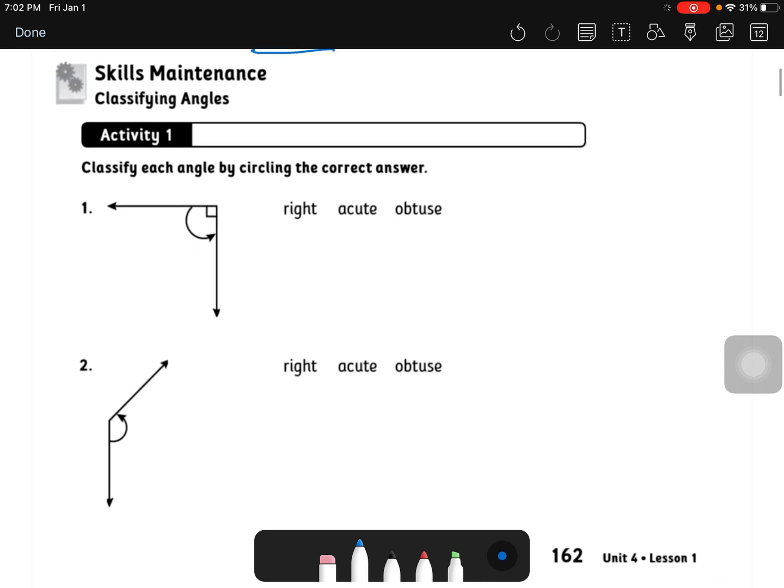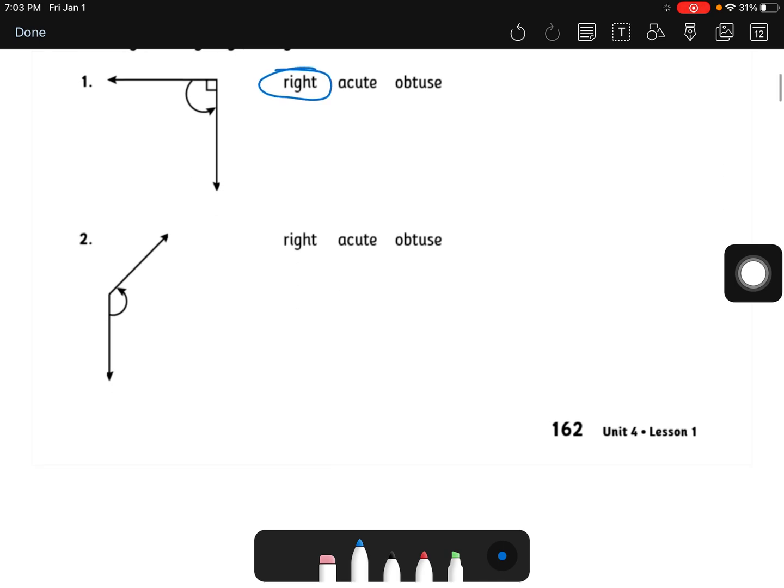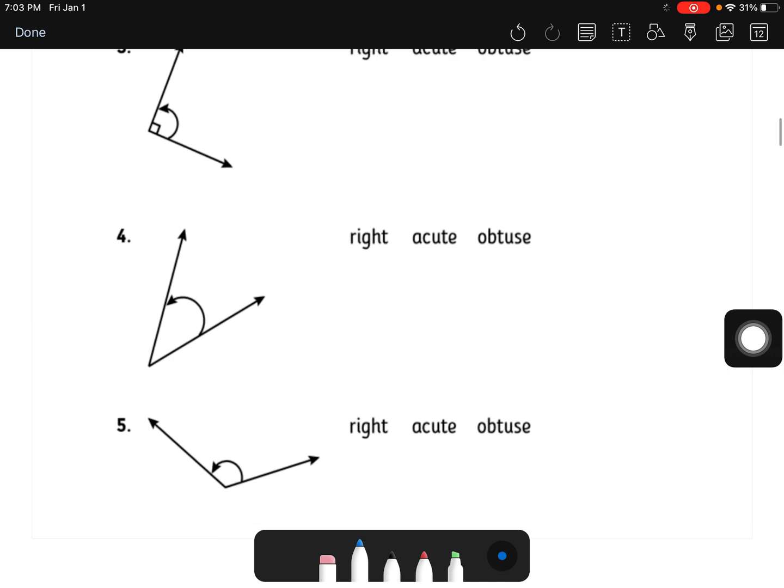Okay, and to start off, looks like we're going to review a little bit where we're classifying some angles. And so we just need to look at this angle and decide if it's right, acute, or obtuse. Now I can see that there's that square drawn in the corner, and that is the giveaway that that is a right angle. Number 2, it looks like we've opened up the right angle even wider, so this is definitely bigger than 90 degrees. That is an obtuse angle.